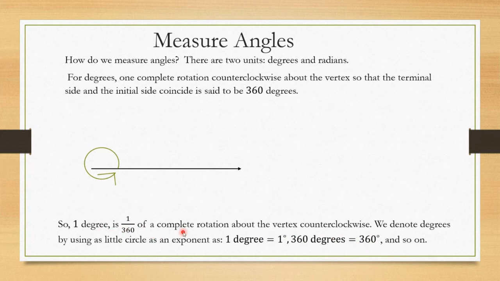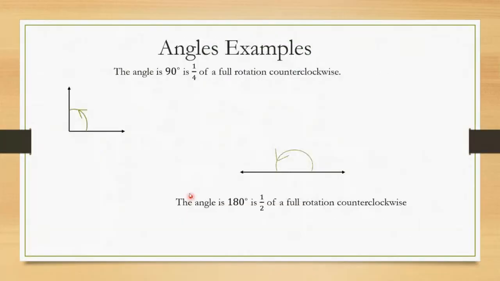I'm not going to ask you what the formal definition of a degree is on an exam. I'm not going to do that. And here's just some other examples. 90 degrees, that's when you do 1/4 of a full rotation counterclockwise. So you're doing this. And again, you're going counterclockwise. That's why the angle is positive.